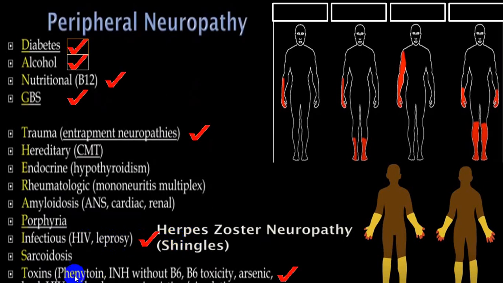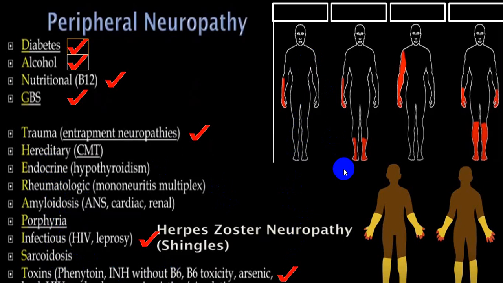Another common cause is toxic neuropathy, secondary to drugs, very commonly phenytoin sodium and isoniazid, which can produce nerve damage. And you can have arsenic, lead, HIV, medications, chemotherapy, all those groups. While sarcoidosis, porphyria, amyloidosis, autoimmune group of disorders, endocrine disorders, Charcot-Marie-Tooth, they are not very common.